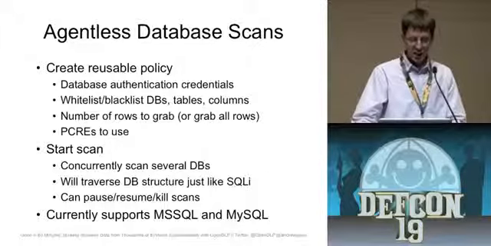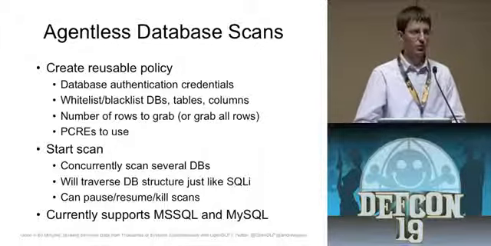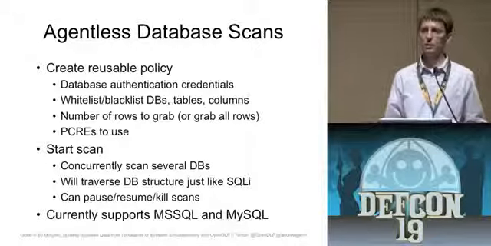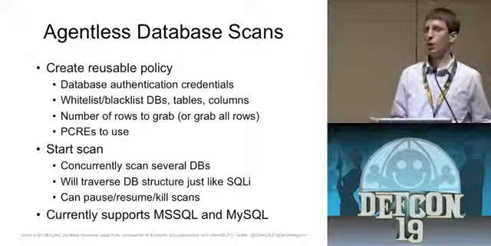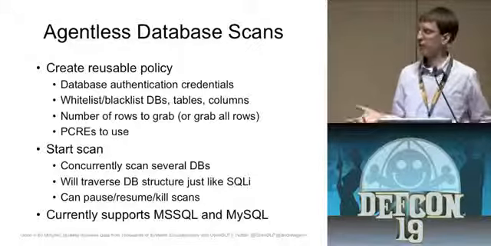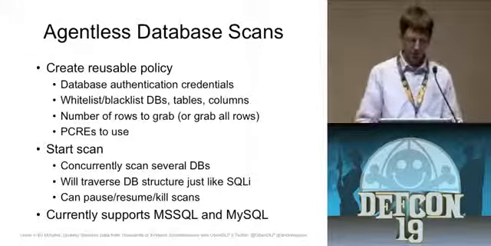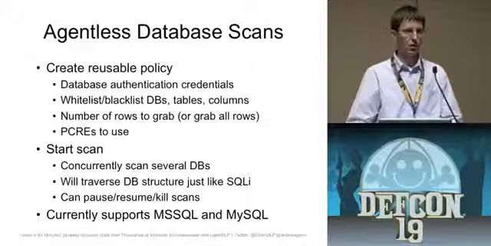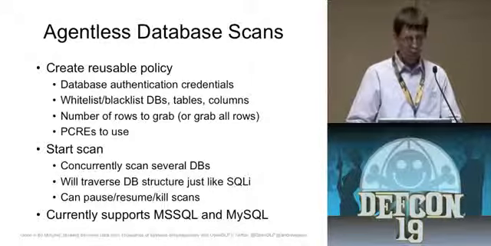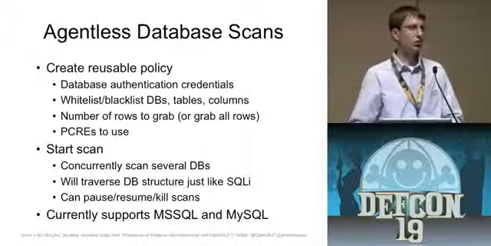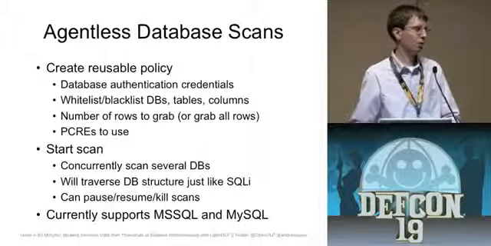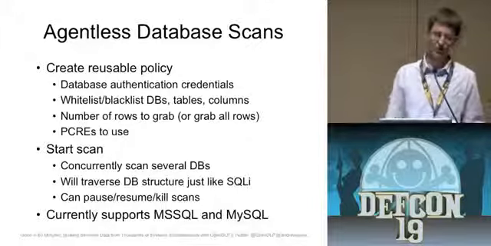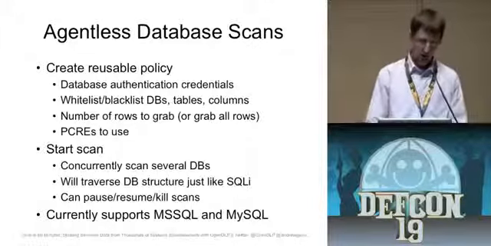For the database scans, it's very, very similar to creating a policy for an agent scan. The only difference though is that instead of whitelisting and blacklisting files and directories, you can whitelist and blacklist tables, databases, and columns. That's pretty much the only difference. It's going to run as a shell script, a Perl script, on your own system in the background, and it's going to walk the database structure just like you would walk through a SQL injection. So it's going to enumerate the databases and the tables and the columns, and then it's going to go after the data. And then you can control the scans too.